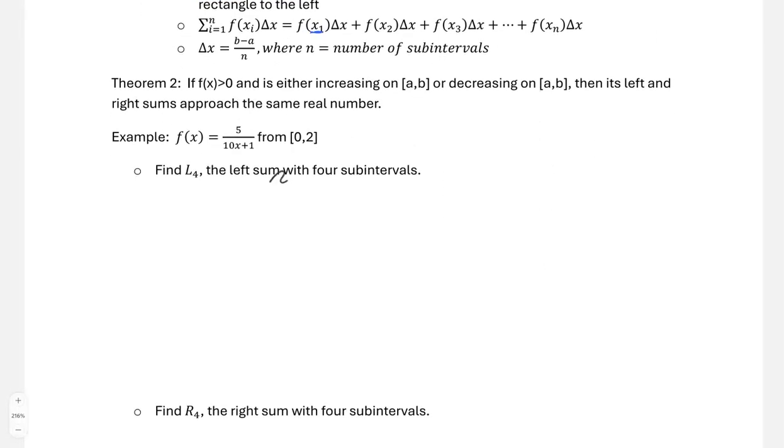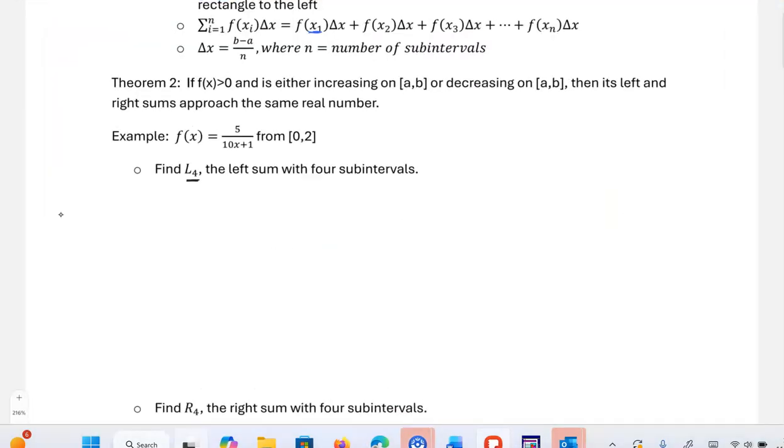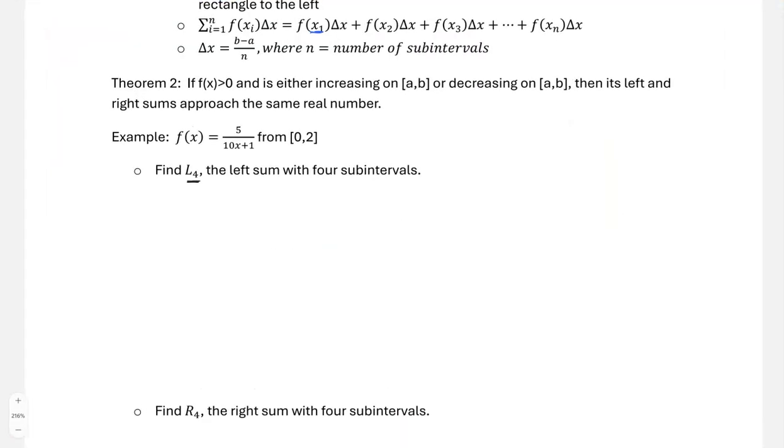Let's say we want to find a left sum with 4 subintervals for the function 5 over 10x plus 1, and we're looking at this between 0 and 2. This L4 means I'm looking at a left sum for 4 rectangles. That's the notation we're going to use here. So we're going to draw the picture. I'm just going to draw a quick sketch of this picture.